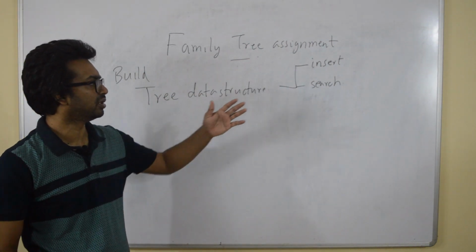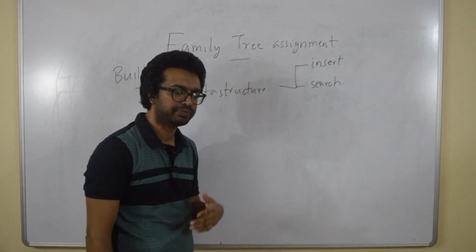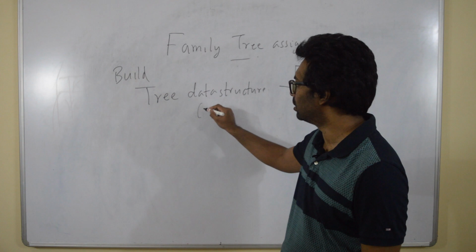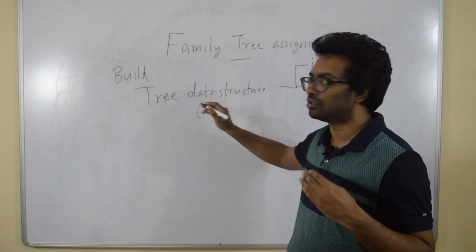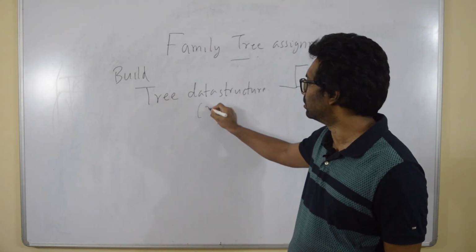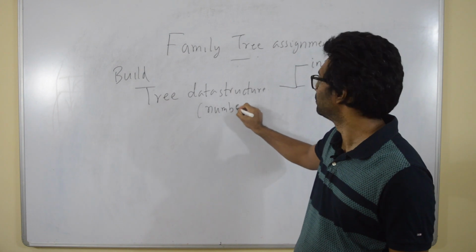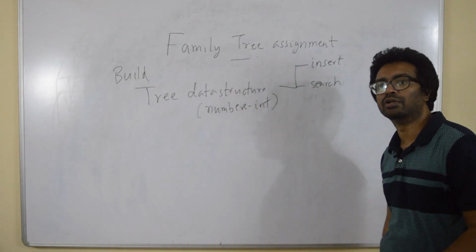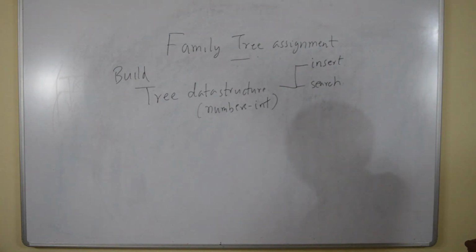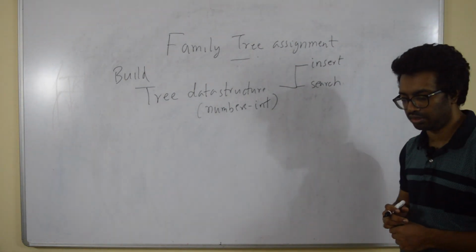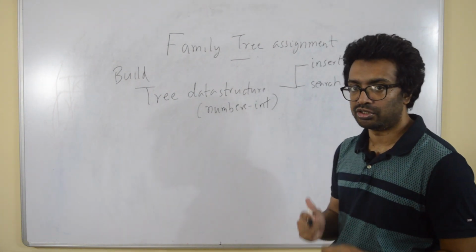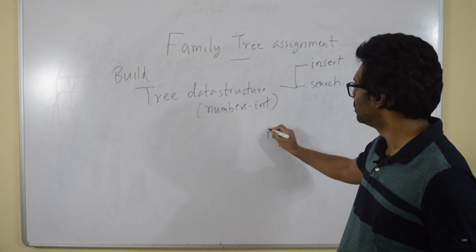So these are functions you will need to have in a tree data structure. The insert function should have something like insert. All the values in this tree data structure will be numbers, so integers. You can assume that all numbers are going to be unique, going to be distinct.